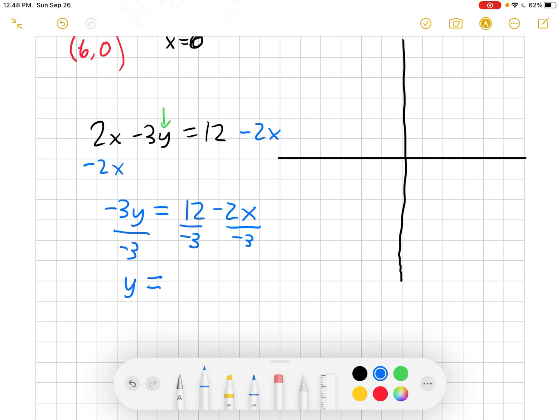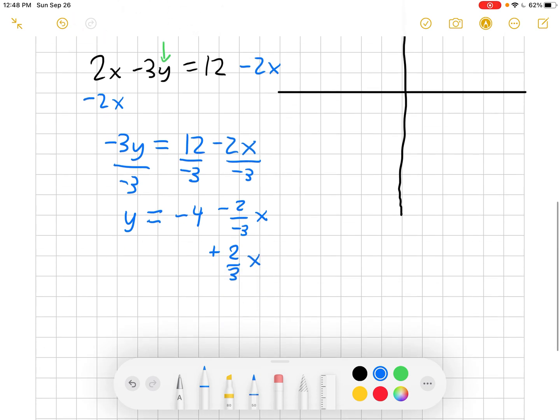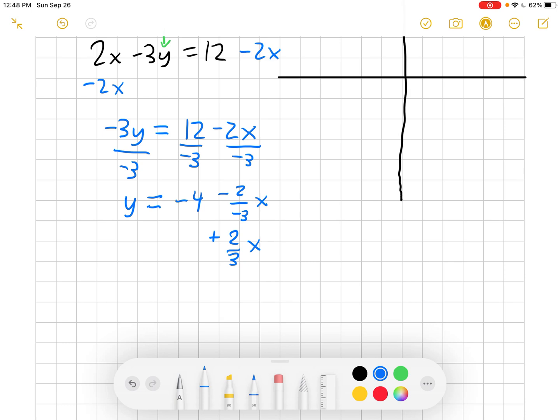Y equals negative 4 minus 2 over negative 3x. Keep in mind, if you have a negative divided by a negative, if we wanted to simplify that, that would become positive 2/3. And then I'm going to switch this around so it's closer to what we think of as slope-intercept form. Y equals 2/3 x minus 4. This follows what we expect slope-intercept form to look like.